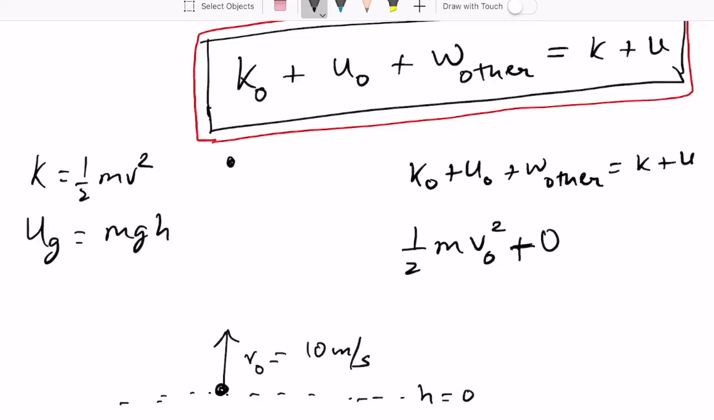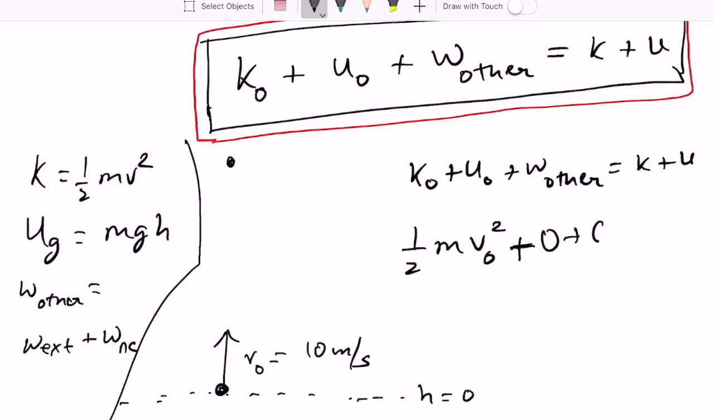Now what was W other? Remember that W other, as explained in a lot of detail in the last video, was the work done by two types of forces: external forces and non-conservative forces. Non-conservative forces means friction, air resistance, and all that stuff. We're being asked to ignore air resistance. There is no external force on the system. The only force acting is gravity, which is a conservative force. So W other is 0 as well. Okay. Now let's consider the top position.